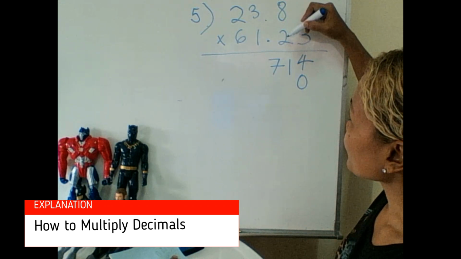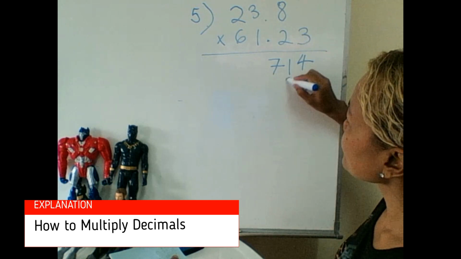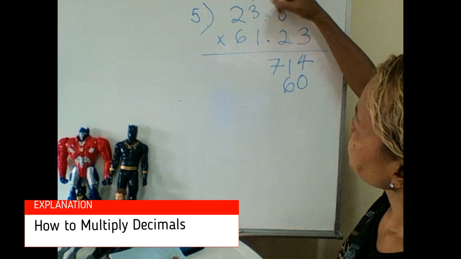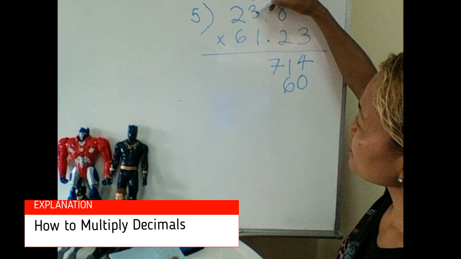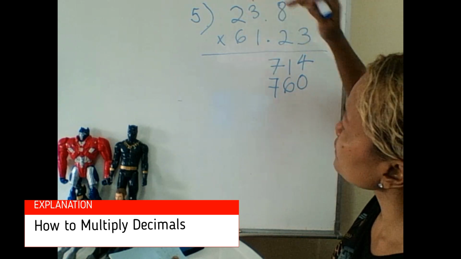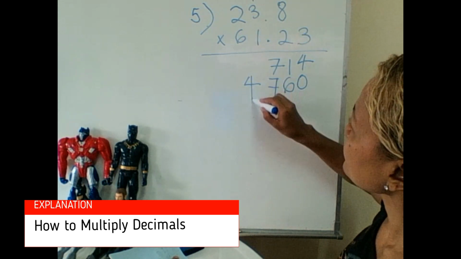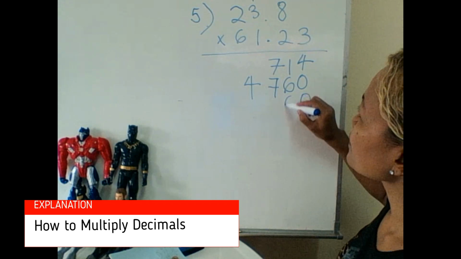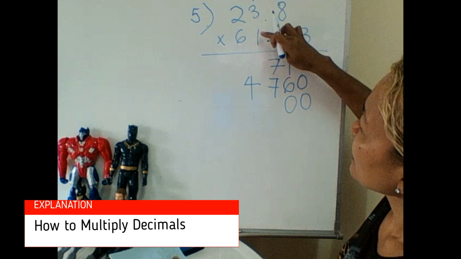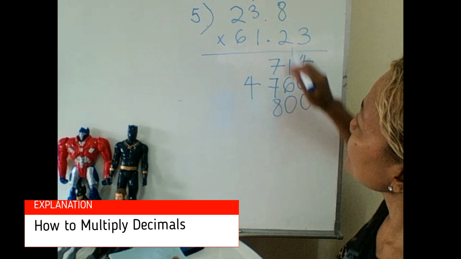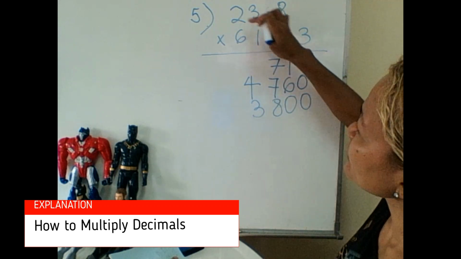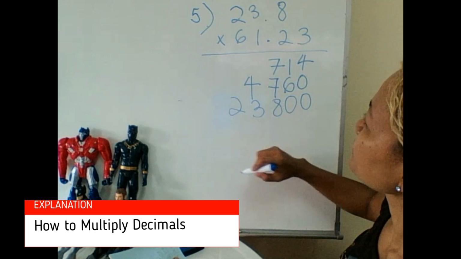2 8s are 16. 6. Carry 1. 2 3s are 6, plus 1 is 7. 2 2s are 4. Now on to the next one. We need to add 2 zeros now. Next one. 1 times 8, 8. 1 times 3, 3. 1 times 2, 2.